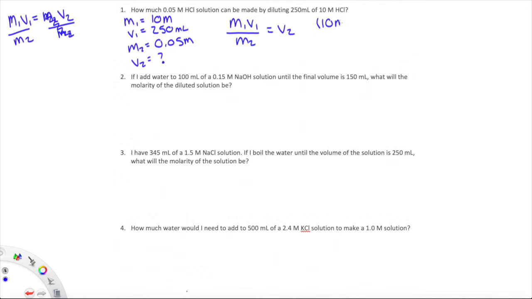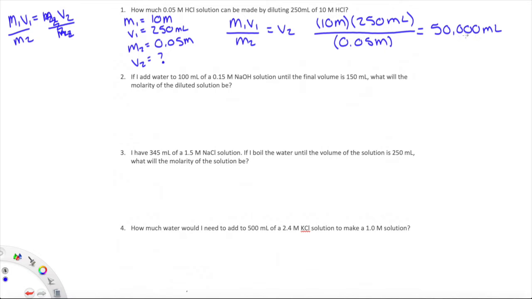So 10 molar multiplied by 250 milliliters divided by 0.05 molar. And if I plug this into my calculator, I get a pretty large number. I get 50,000 milliliters. And you're going to do whatever your teacher wants you to do, but if these are my students, I'm going to tell them to convert that to liters because that is a lot of milliliters. Doesn't make sense to leave it in milliliters.